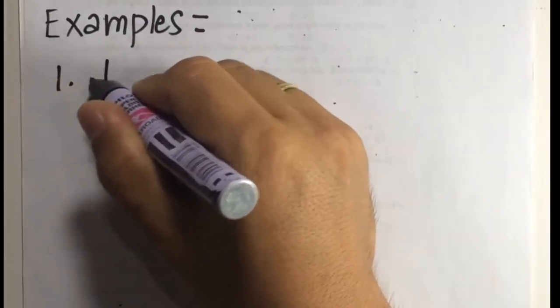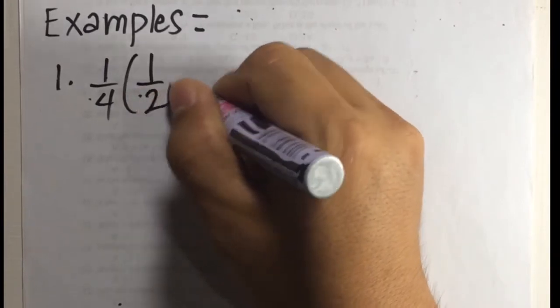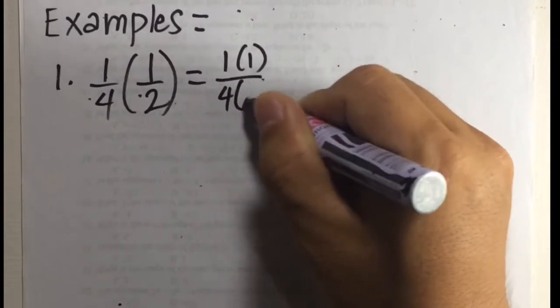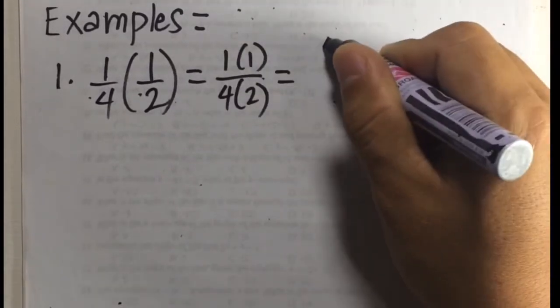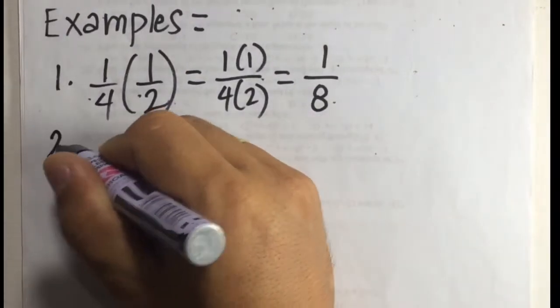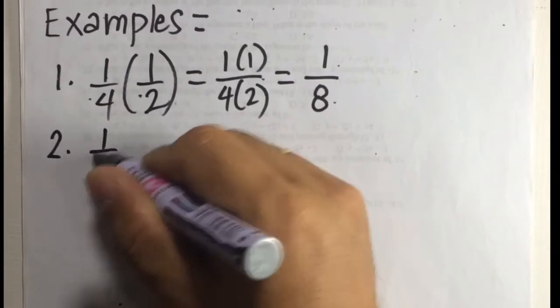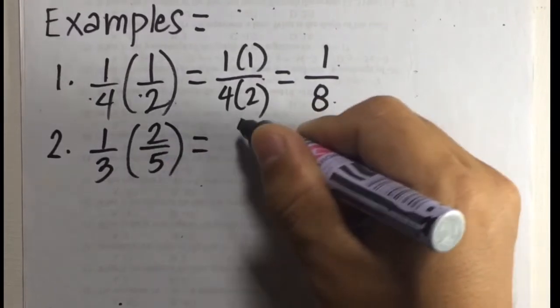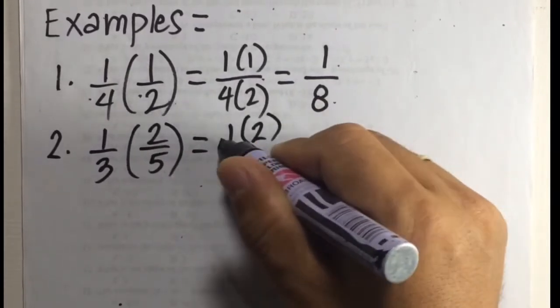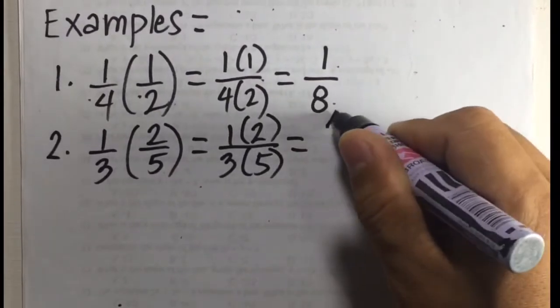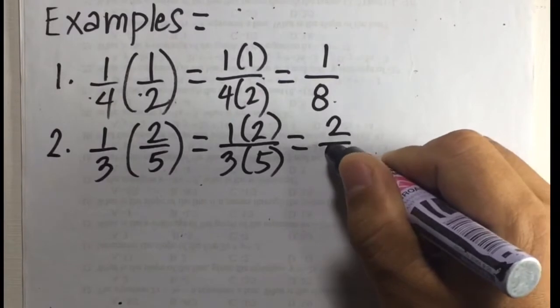Let's have some examples. Number 1, 1/4 times 1/2. So the answer here will be 1 times 1 over 4 times 2. So 1 times 1 is 1, 4 times 2 is 8. Number 2, 1/3 times 2/5. So this is 1 times 2 over 3 times 5. 1 times 2 is 2, 3 times 5 is 15.